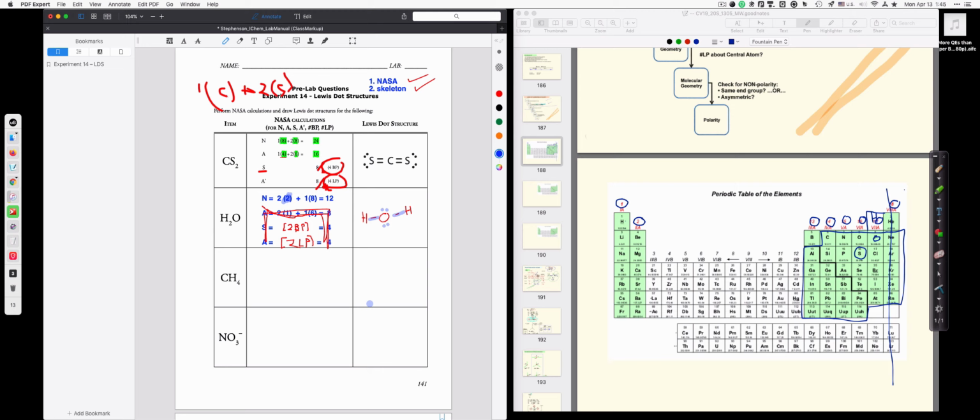Ladies and gentlemen, that is your Lewis dot structure for water. Does it check out? Let's see. We'll do the H's first since they're listed first. Let's circle this H. How many electrons does that H feel? 2. Those 2 right there. And how many did we say we wanted it to feel? 2. So one of these H's checks out.